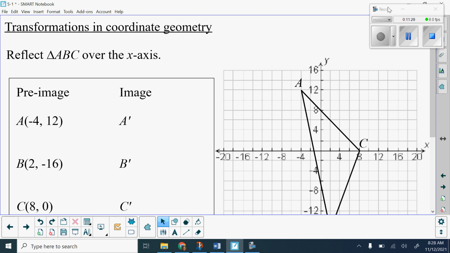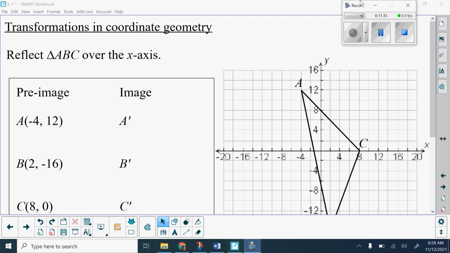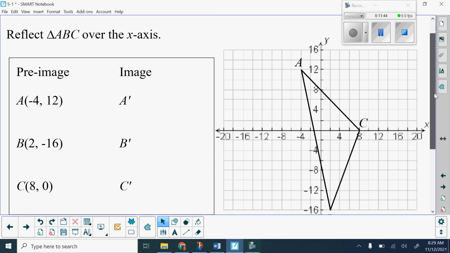All right, so let's try just a few transformations with the reflection. So we have a triangle ABC, and we want to reflect it over the x-axis. So we have our pre-image points, A, B, and C, and I've graphed it for you. And now I want to reflect it over the x-axis. So that means I want to take each point, and I'm going to count them to the x-axis and count that same number of points down.